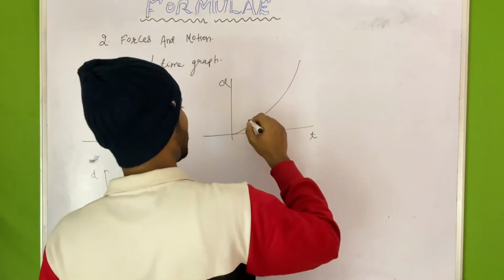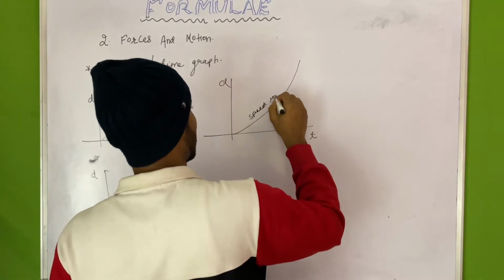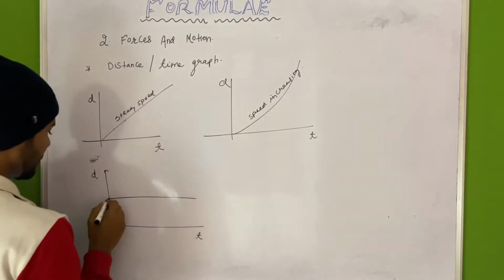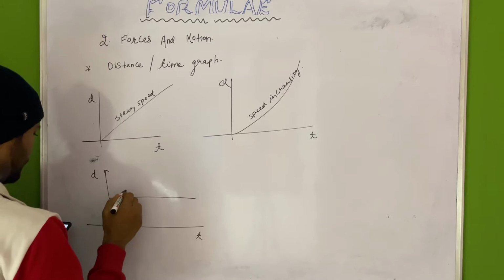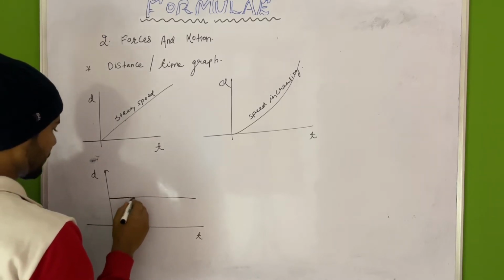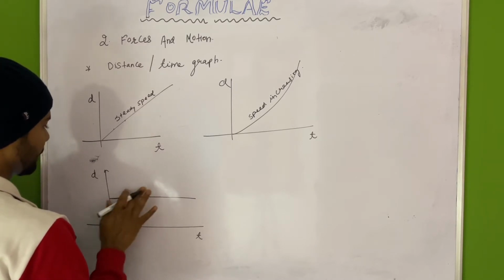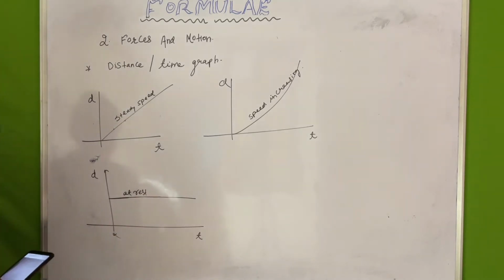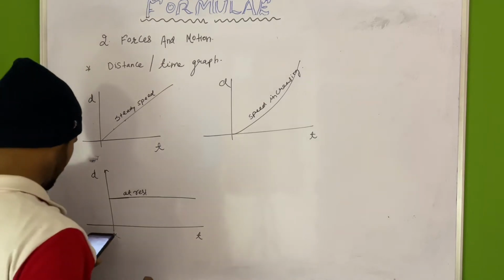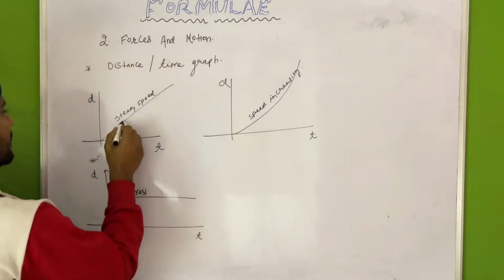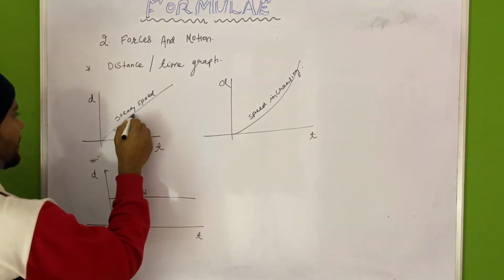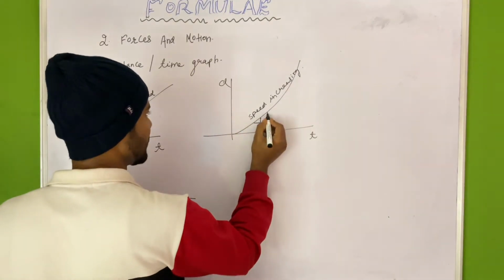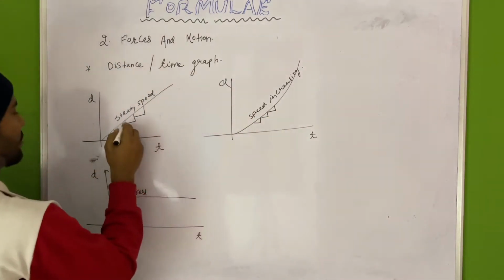This is for speed increasing. And this is for distance is constant, it is not moving. Gradient slope 0, gradient 0, at rest. This is at rest. The value of gradient we have in this is this. Here gradient is increasing from one point to other point. Gradient is increasing. Here we have gradient is constant.